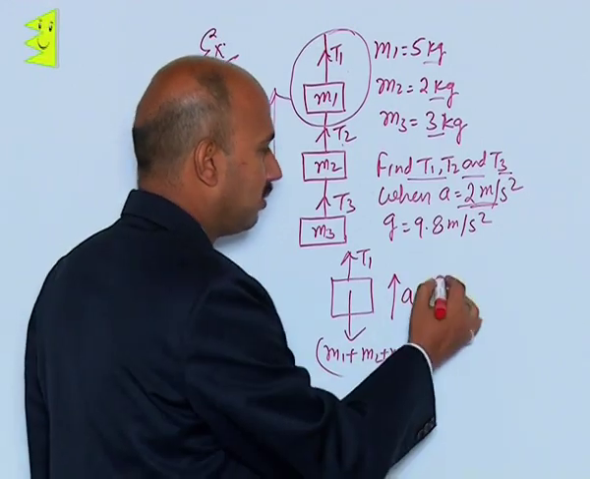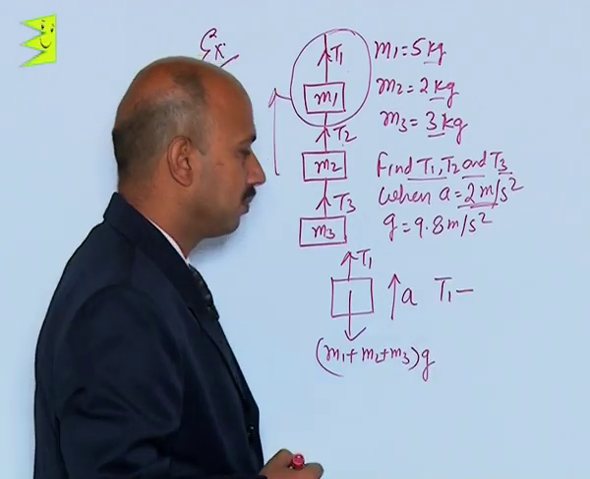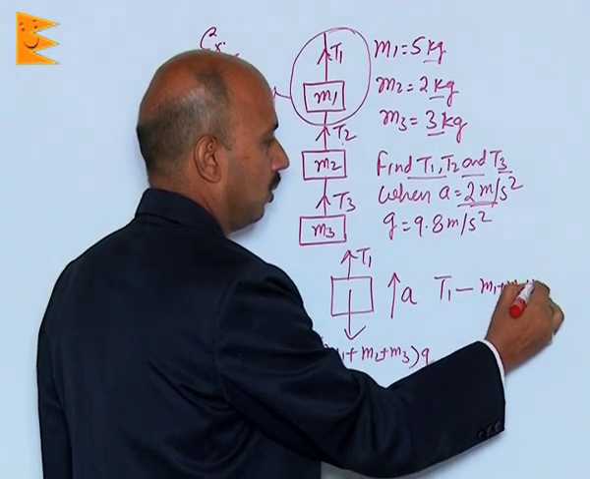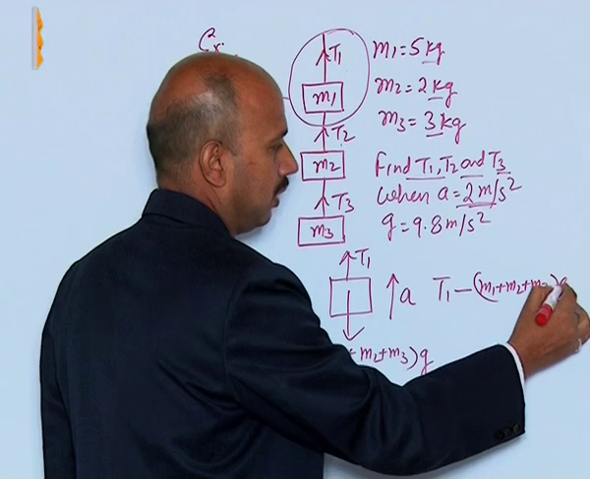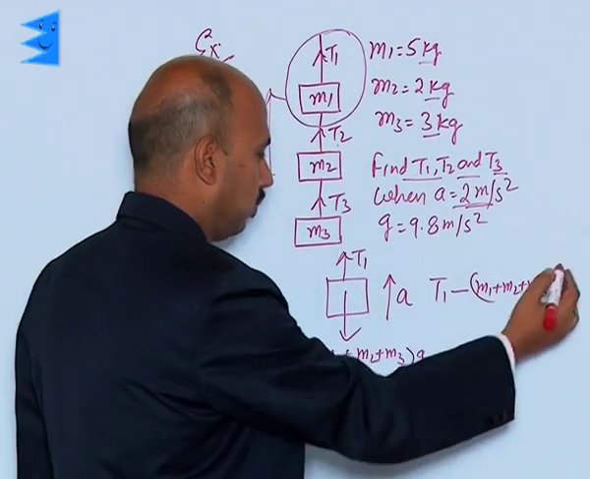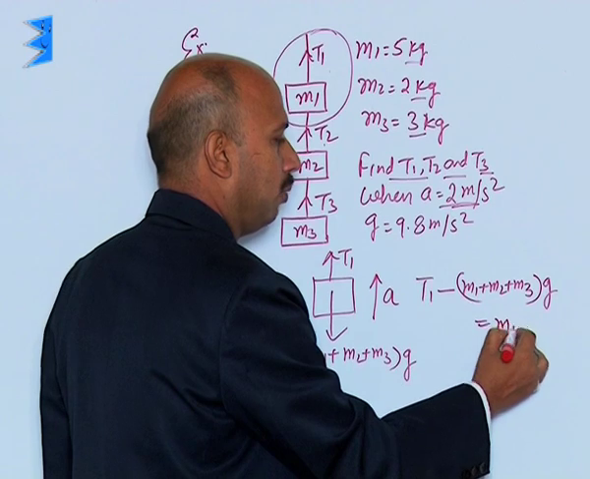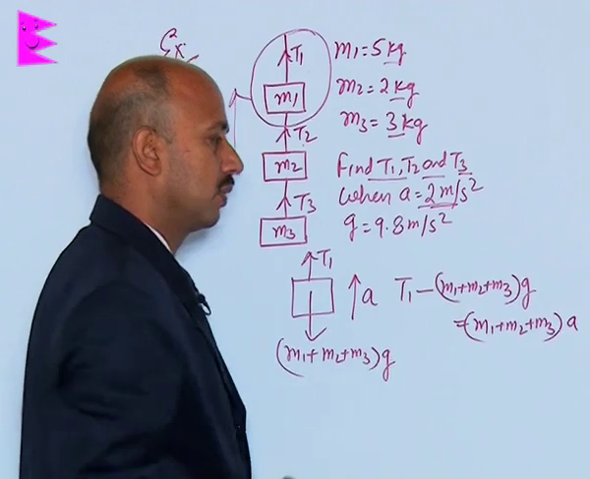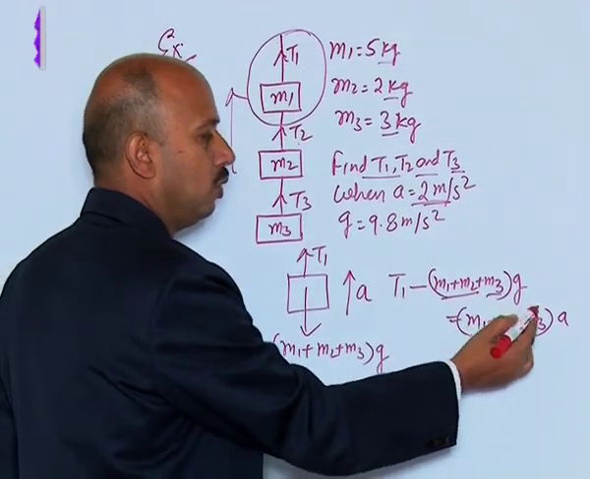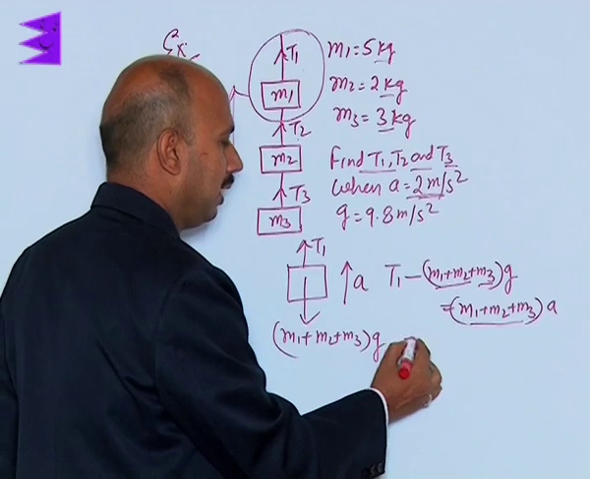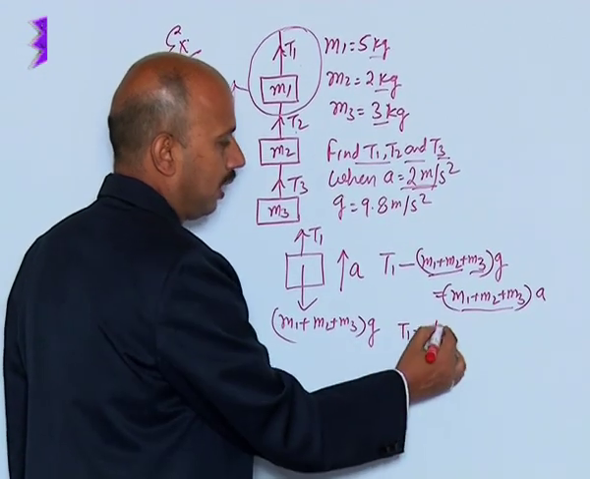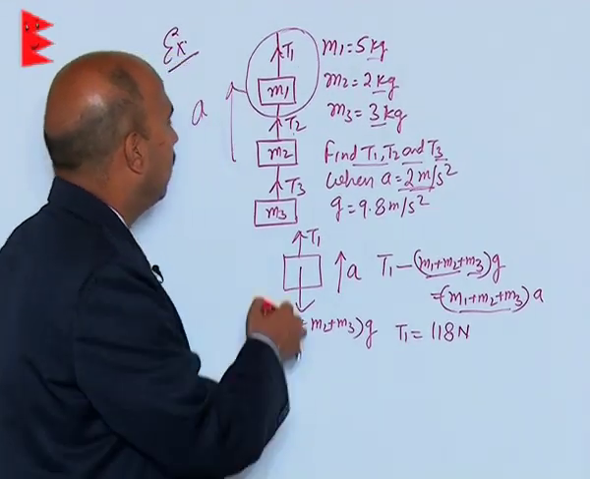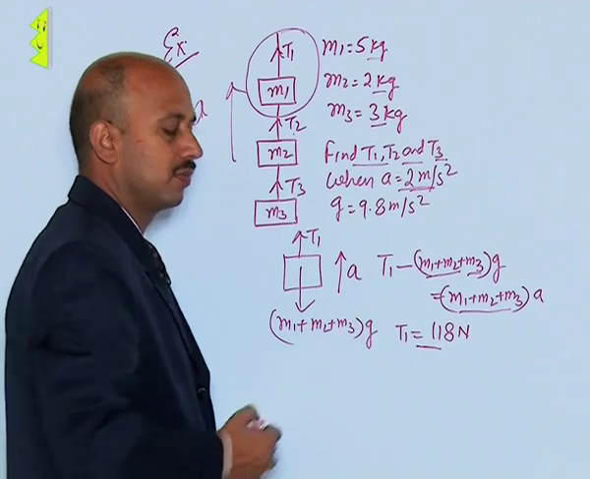So we can write the equation here: T1 minus (M1 plus M2 plus M3) into G is equal to (M1 plus M2 plus M3) into A. Put the values of M1, M2, M3 and A here, then you will get T1 equal to 180 Newton. So in this case, T1 is equal to this much.